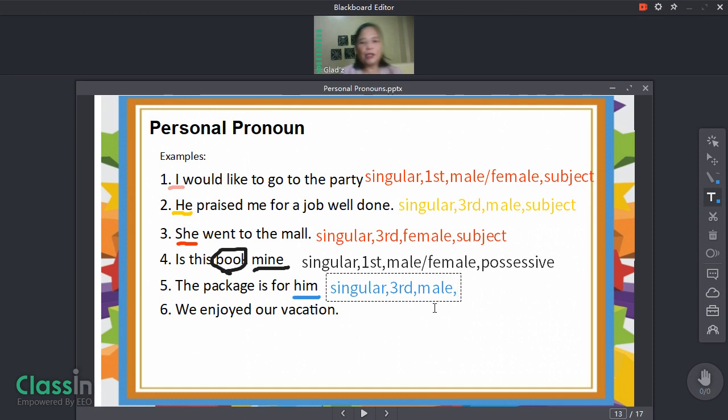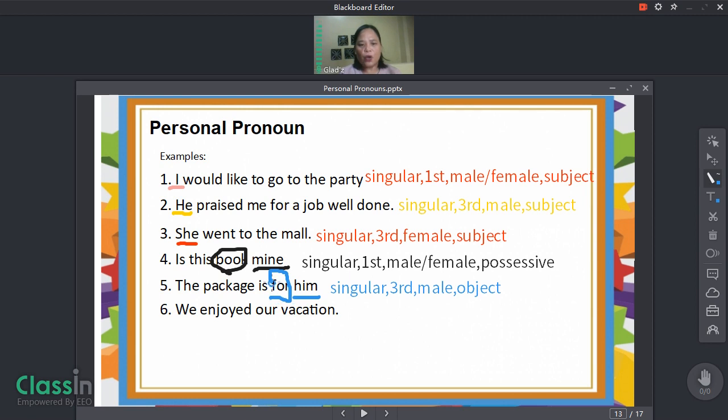And then how it is used in the sentence. Read carefully the sentence, class. The package is for him. That is used as an object, or the objective case, in the sentence. What is the clue or hint that gives you an idea that it's used as an object in the sentence? The clue there is the word for.